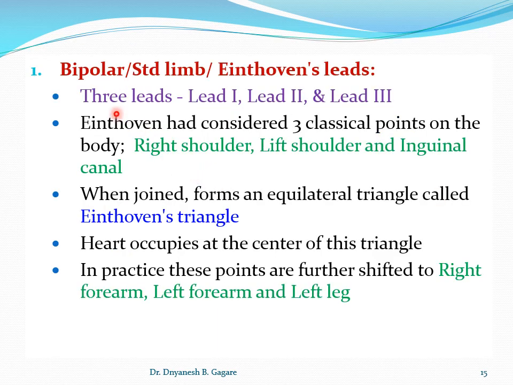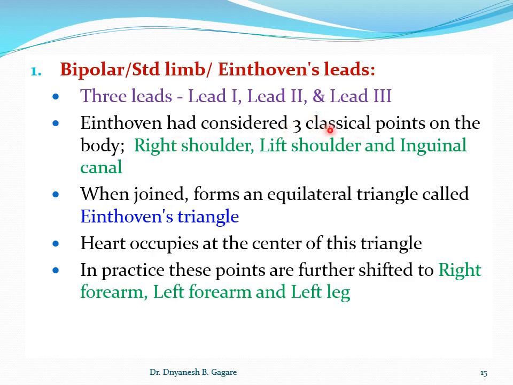Here the first group, we have the 3 bipolar leads, also called standard leads or Einthoven's leads. These leads are lead 1, lead 2 and lead 3. Now see the contribution of Einthoven. While studying, this scientist considered 3 points on the body. And what are these 3 points?